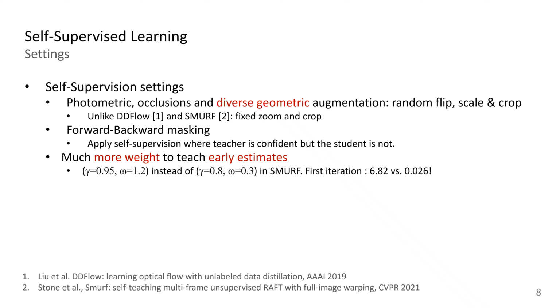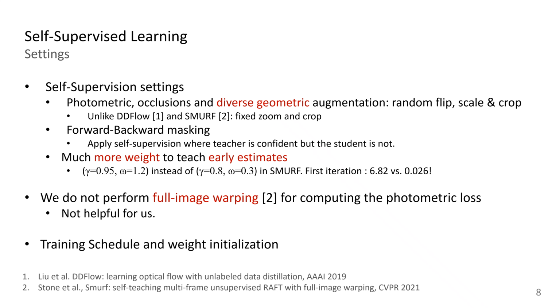While SMURF shows a positive impact of removing this mask, we found it effective in achieving more accuracy. We also apply more weights to the estimate of early iterations. As each intermediate flow impacts the estimation of the next iteration, it is important to provide sufficient supervision to them as well. We also don't perform full image warping because our ablations showed that it was not helpful in our case.